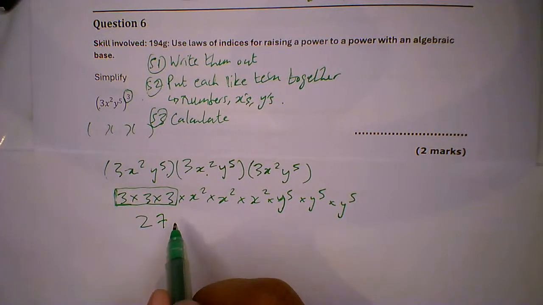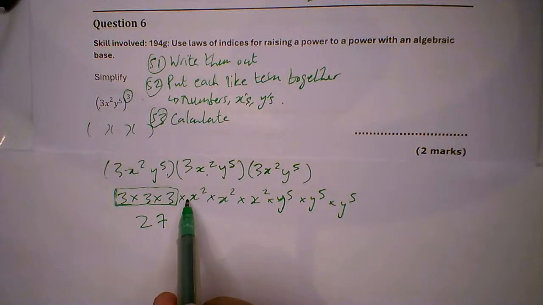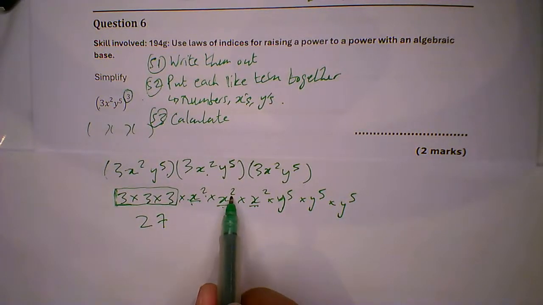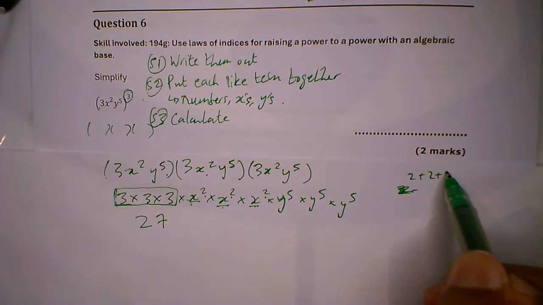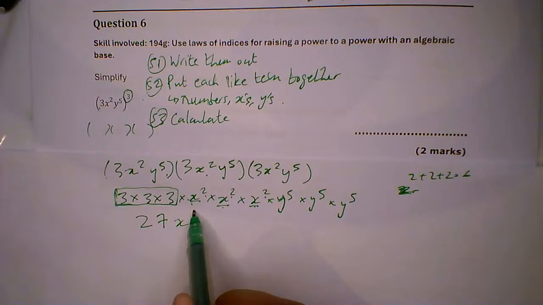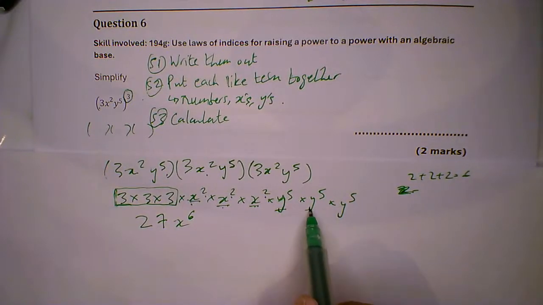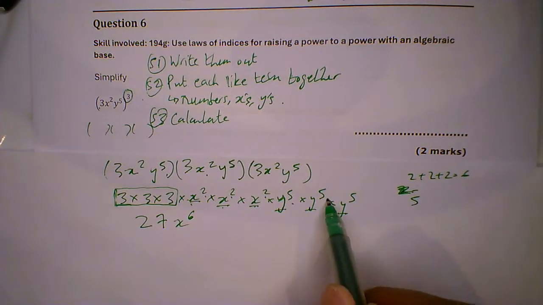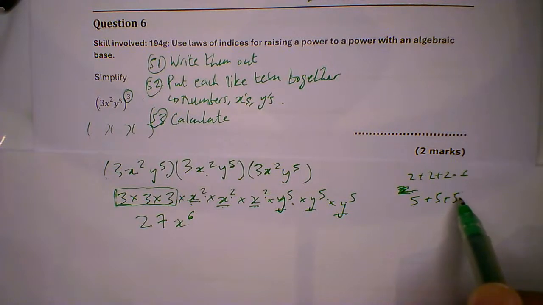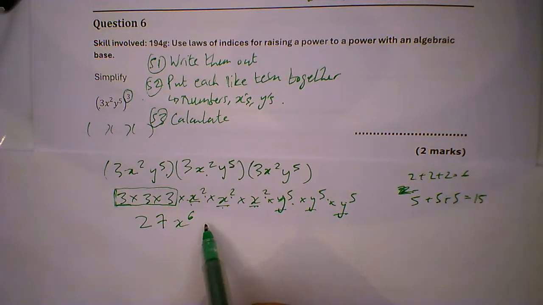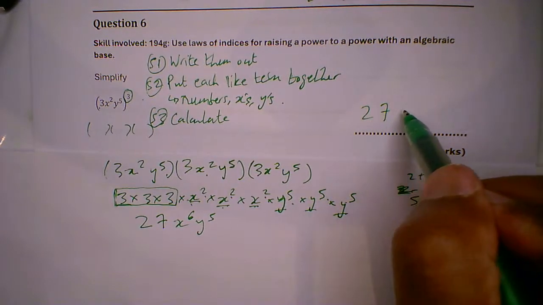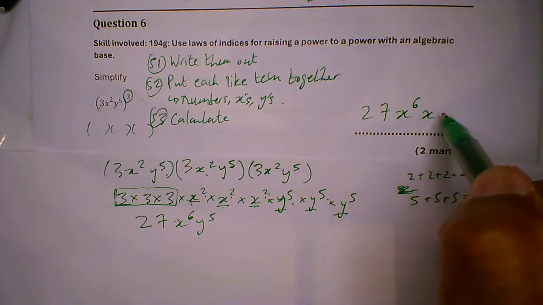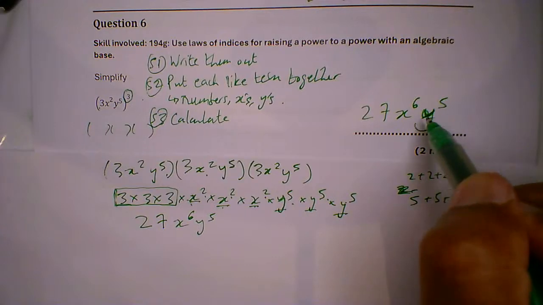Remember, it's a calculator paper, so you can use your calculator. These are all x's, so because the base is the same, we add the powers. So 2 plus 2 plus 2 gives me 6. So it's x to the power 6. And then this is y. So 5 plus 5 plus 5 gives me 15. 5, 10, 15. So y to the power 15. So my final answer is 27, x to the power 6, y to the power 15.